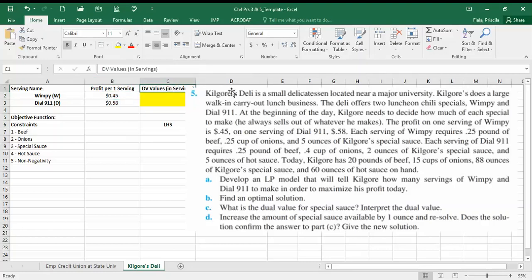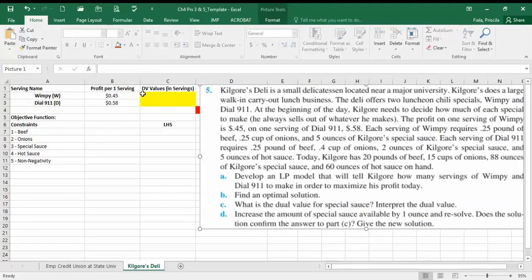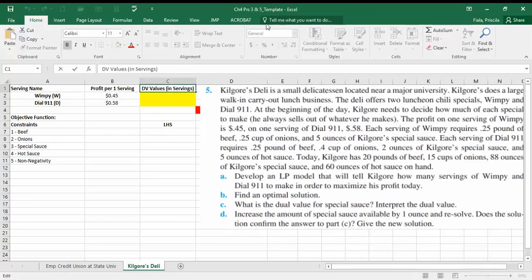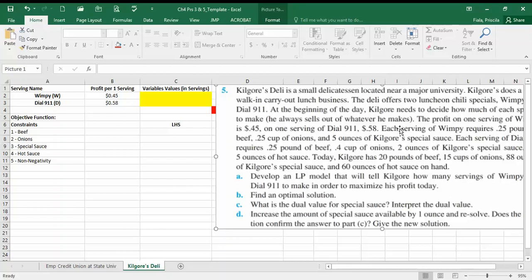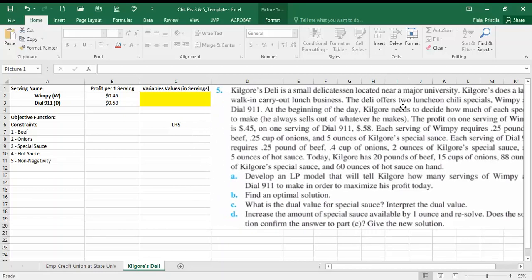Notice that right here we are going to be determining the decision variables. This does not mean dual value. This means decision variables. If you don't want to put it like this, just put variables so it doesn't confuse you. I just didn't want the column to be too big. I don't want you to get confused, okay? So let's continue with the problem.